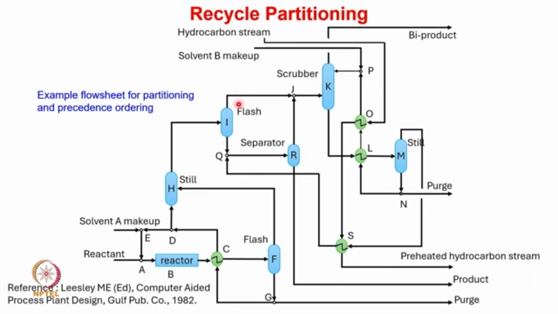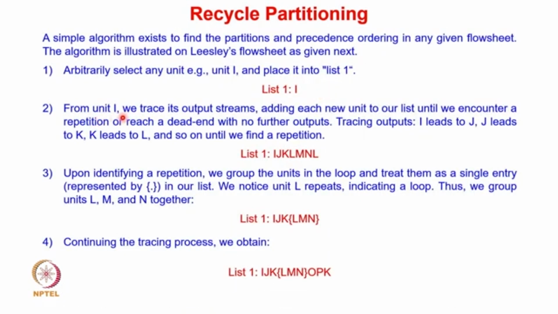So in this case, you can see that this is one output stream from unit I, and this is also another output stream from unit I. If I take these output streams and try to connect all of them, you can see that for unit I, we trace its output streams, adding each new unit to our list until we encounter a repetition or reach a dead end with no further output. So we continue adding individual units based on whether there is an output stream present, isn't it?